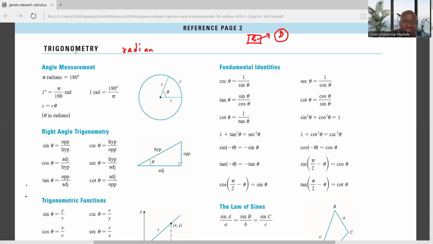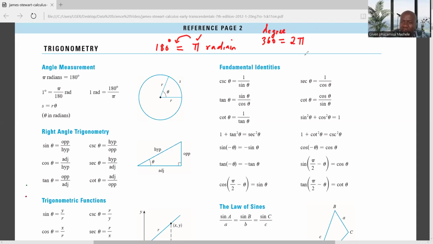Now, at university, most angles are measured in radians as compared to degrees. But what does this mean? It means when we write 180 degrees, this 180 is the same as pi in radians. So once you see a pi in radians, this pi is the same as 180 degrees. When we have 360 degrees, in radians it is going to be 2 pi.